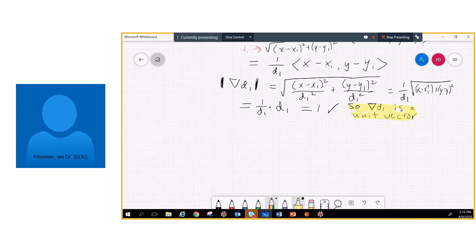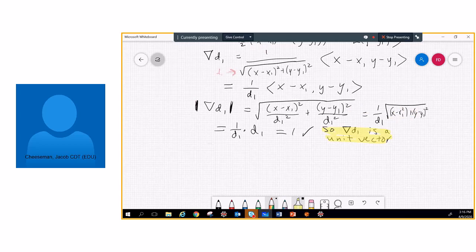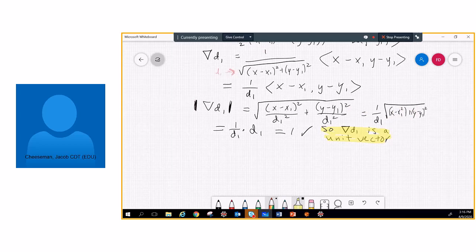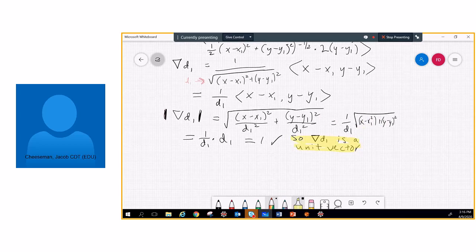Doctor, why is that 1 over d1 times d1? Because isn't that the square root of d1? Oh, never mind. That is d1. Yep, okay, I see. This quantity over here is d1. Yep.